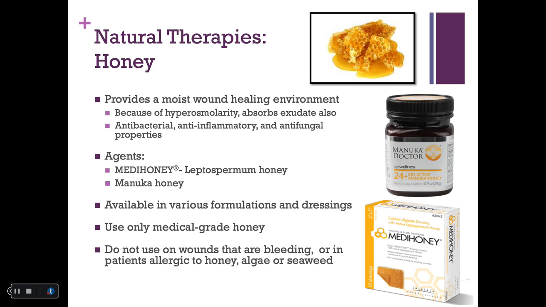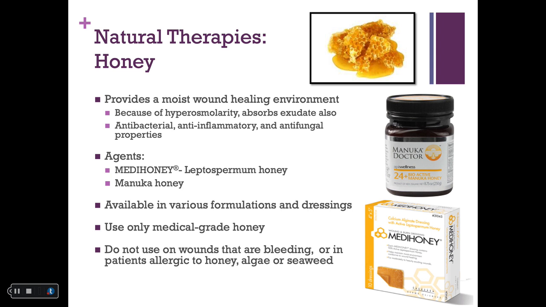The agents that have been studied the most are Medihoney and Manuka honey. And Manuka honey is thought to be especially beneficial because of the area in which it's grown. It comes from, I believe, either New Zealand or Australia. And there's something about the plants that the bees use in making that honey that gives it extra antibacterial and anti-inflammatory effects.